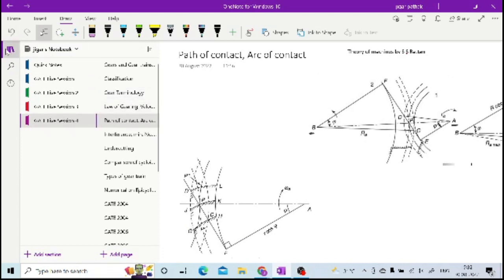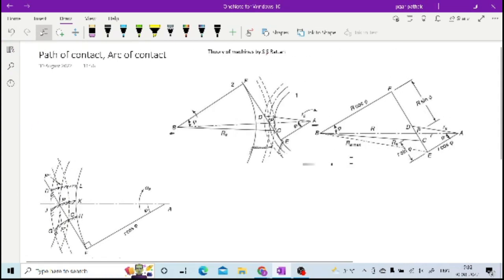See, that will be more clear when you have an idea about the path of contact, right? So whatever we are going to see now, I guess it will be more visualized to you, how this velocity of sliding arises and for what. So first you have to have an idea of how two teeth pass when they are mating with each other. That will be more visible in the path of contact. Okay, so let us see the path of contact.